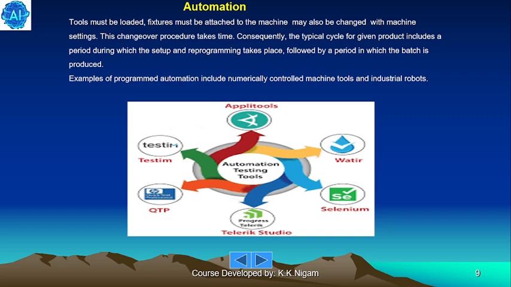Consequently, the typical cycle for a given product includes a period during which the setup and reprogramming takes place, followed by a period in which the batch is produced. Examples of programmable automation include numerically controlled machine tools and industrial robots.